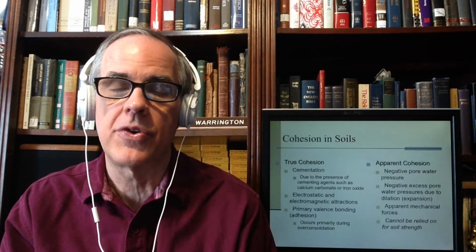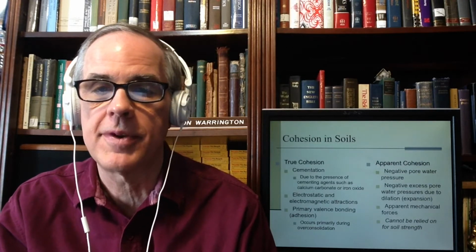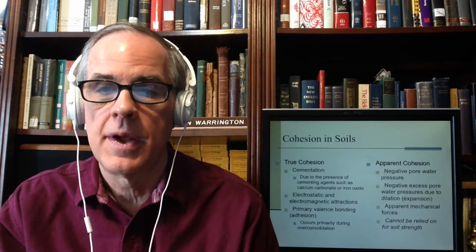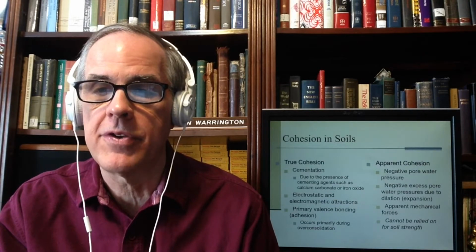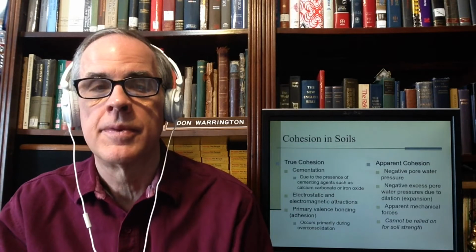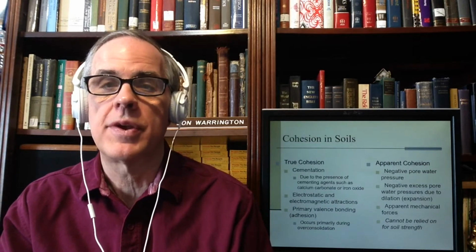In soils with cohesion, there are two types of cohesion. There's true cohesion, which is due to cementation, electrostatic and electromagnetic attractions we talked about in the early part of the course. There's also apparent cohesion. Some cohesionless soils, if you've got negative pore water pressure like you have with capillary rise, will show apparent cohesion. The soil will look like it has strength, but when the water goes away, the strength goes away.